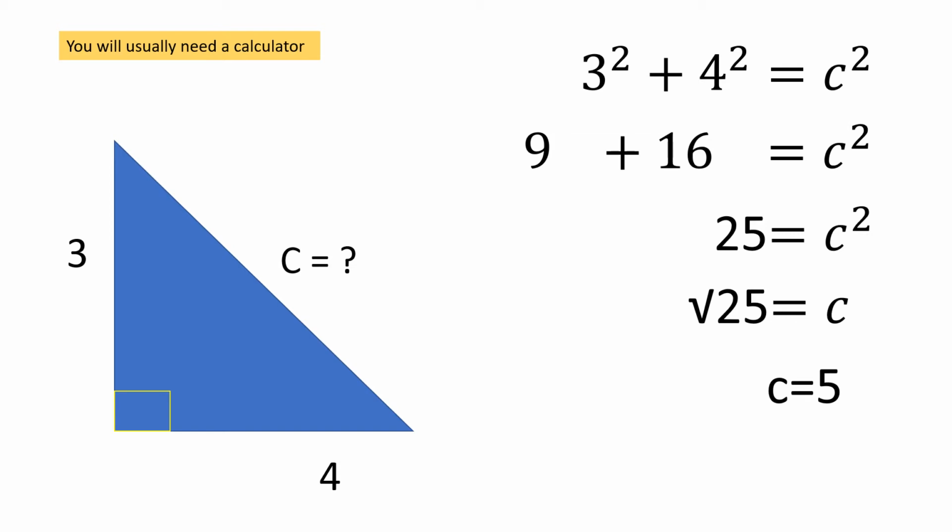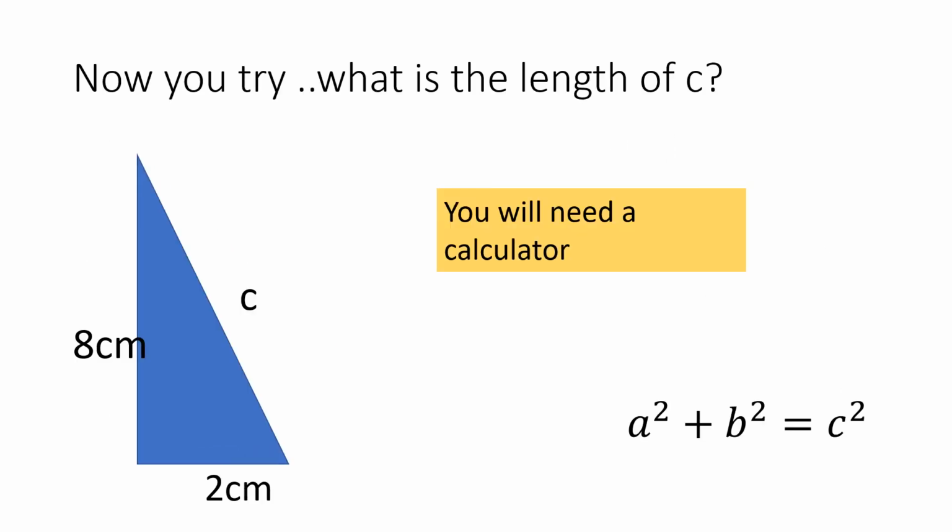Now, obviously, these won't always come out to be whole numbers. So most of the time when you do this, you will need to use a calculator. See if you can do this one. Remember, a squared plus b squared equals c squared.